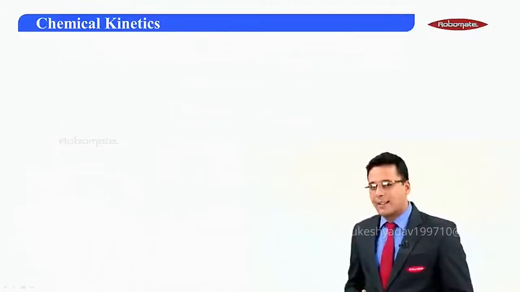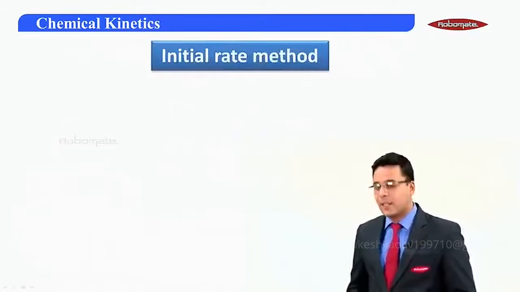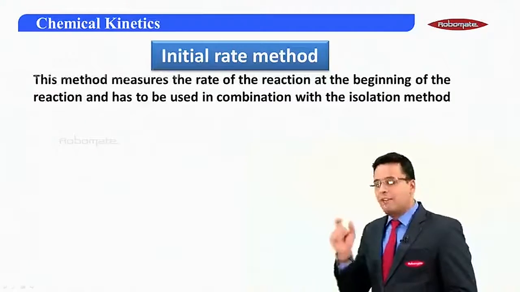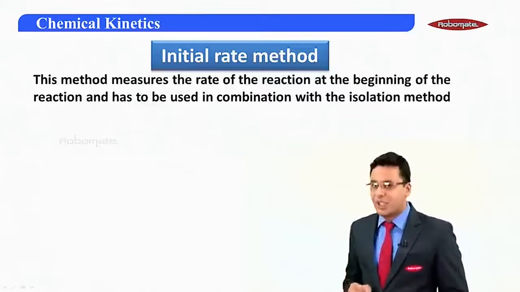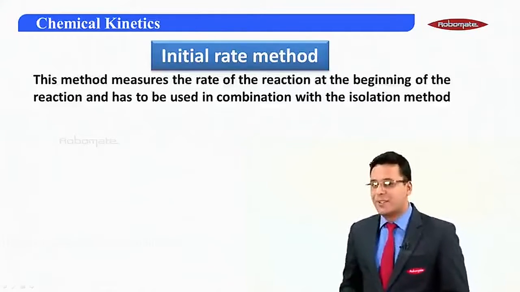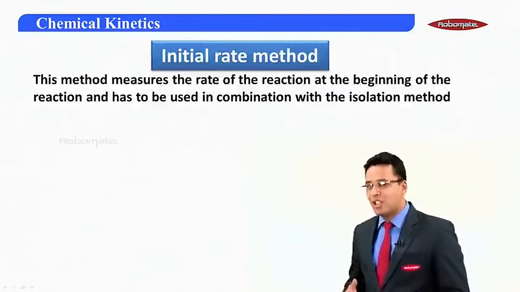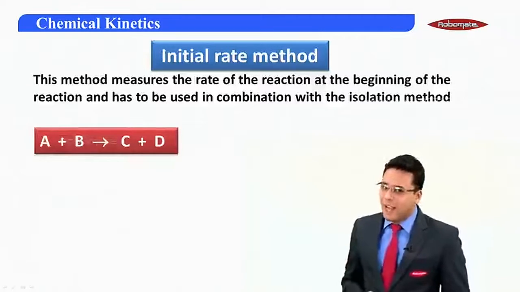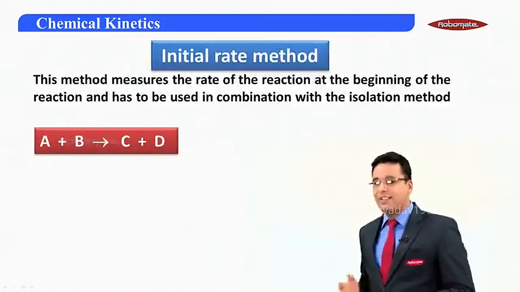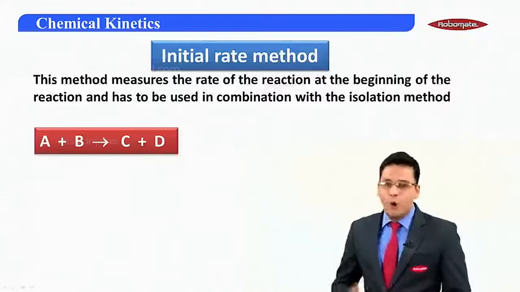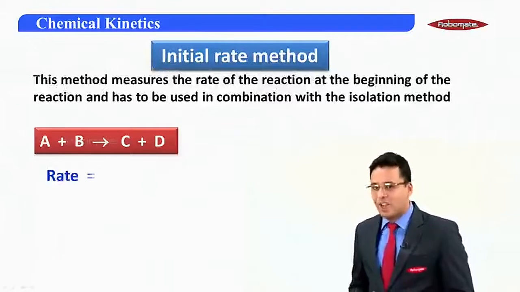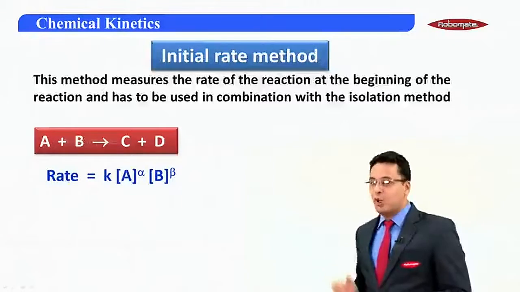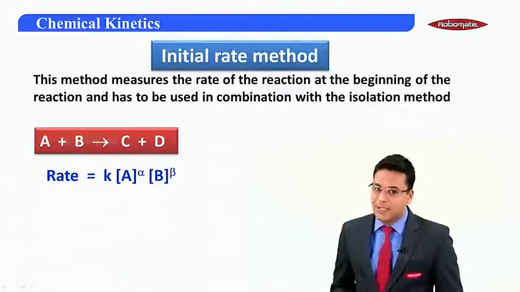But in order to understand the initial rate method, you first need to understand that in this method, we measure the rate of reaction at the beginning of the reaction, and this method has to be used in combination with the isolation method. So consider this reaction A plus B giving C plus D. Now we all know how to write its rate law expression, that is, rate is equal to K into concentration of A raised to alpha into concentration of B raised to beta.